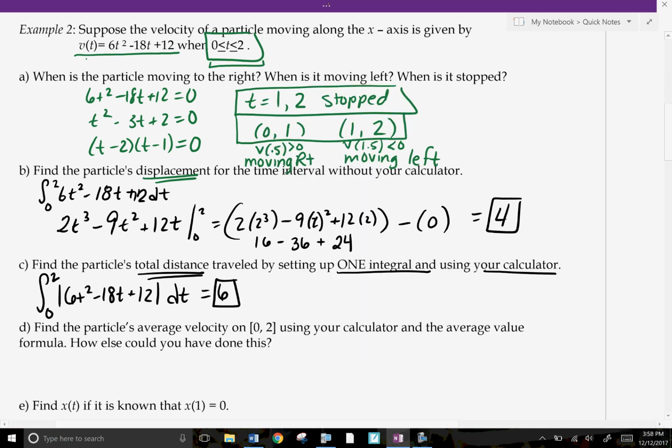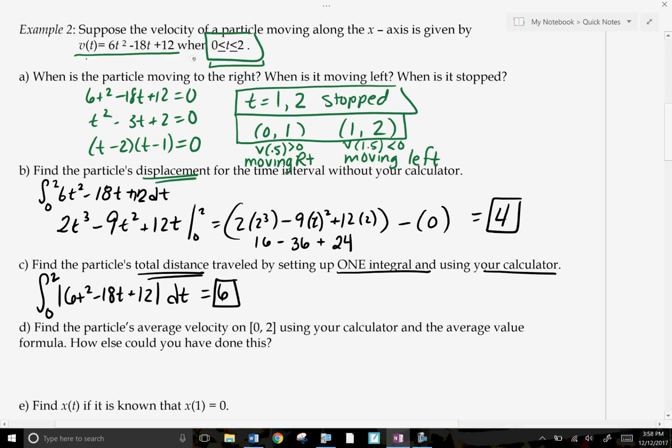Now, let's say I wasn't going to do it in the calculator, okay? If I wasn't going to do this in the calculator and you want to integrate an absolute value, what you have to do first is graph the function that you've absolute valued. I just decided to make that a verb. V of t is the function I've absolute valued. I know it's a parabola with roots of 1 and 2, and I'm integrating it from 0 to 2.